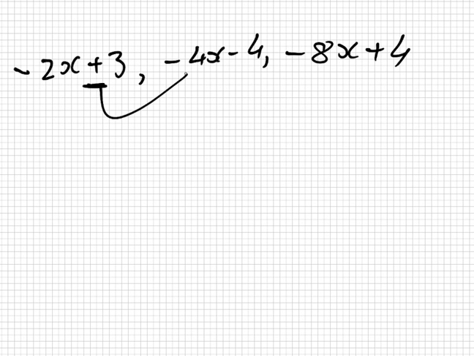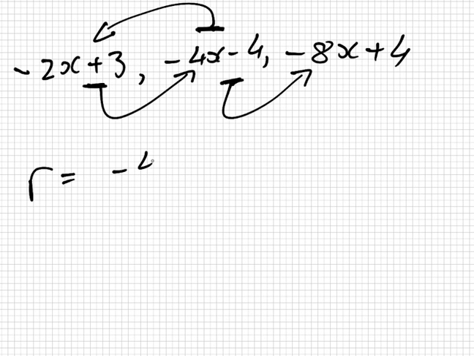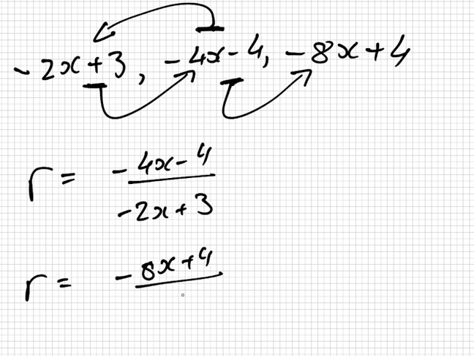What do we know about geometric progression? When I take this number and multiply it by r, I get that number, and I take this and multiply it by r, I get the next number. Therefore, if I take this number and divide it by the first number, I should get r. So I have r equals minus 4x minus 4 over minus 2x plus 3, and also r equals minus 8x plus 4 over minus 4x minus 4. It's actually minus 8x. Sorry, which one is it? Minus 8x minus 4. Thank you.